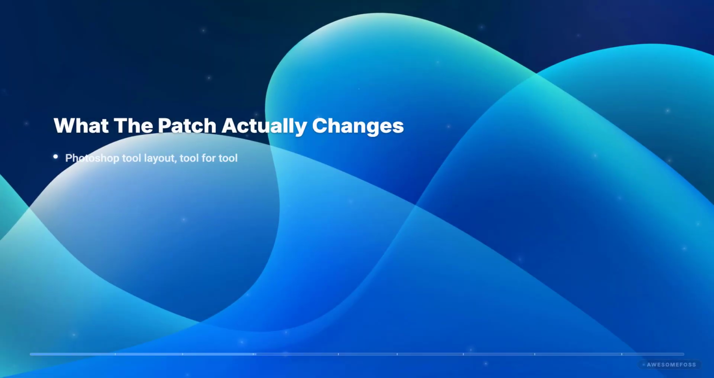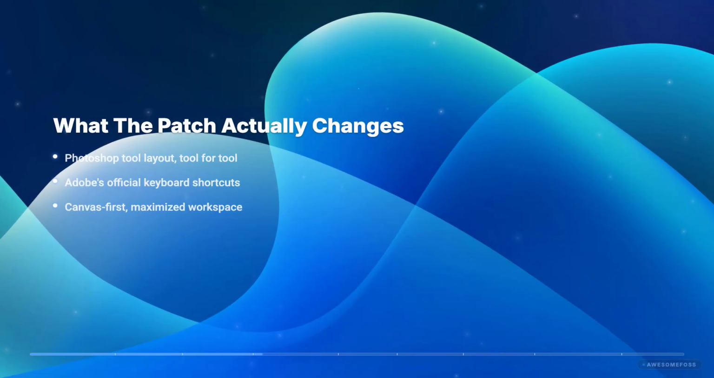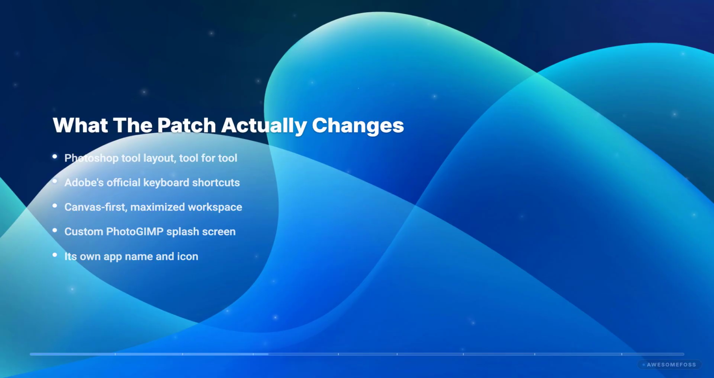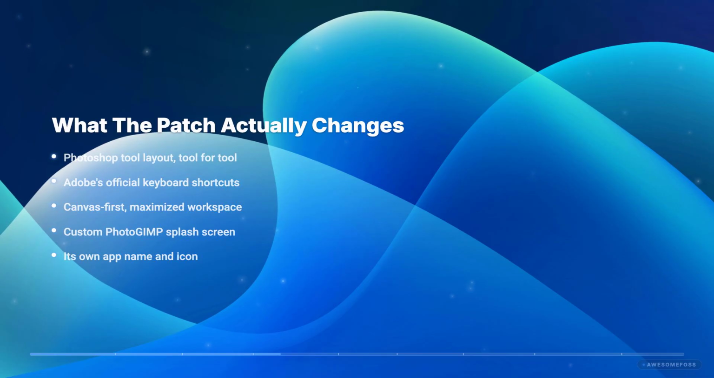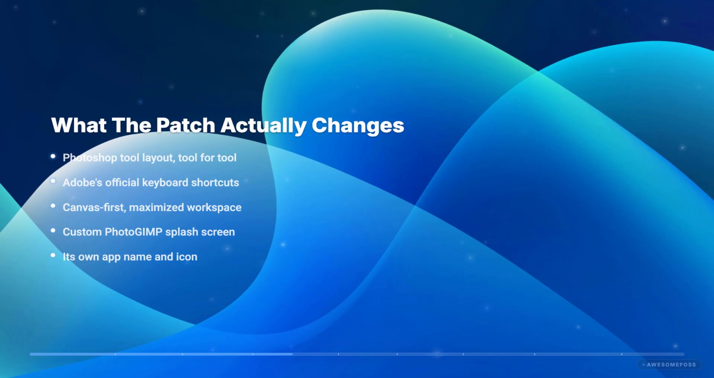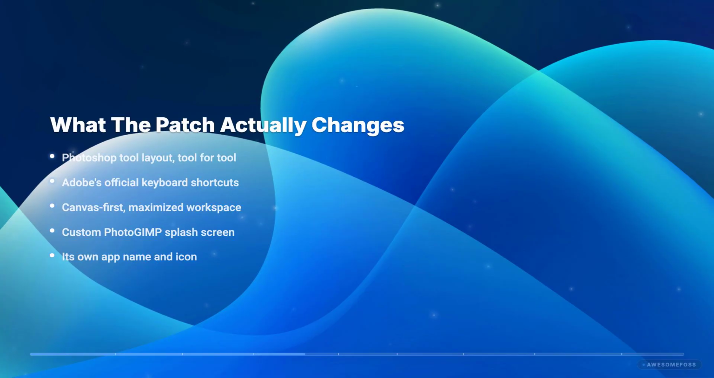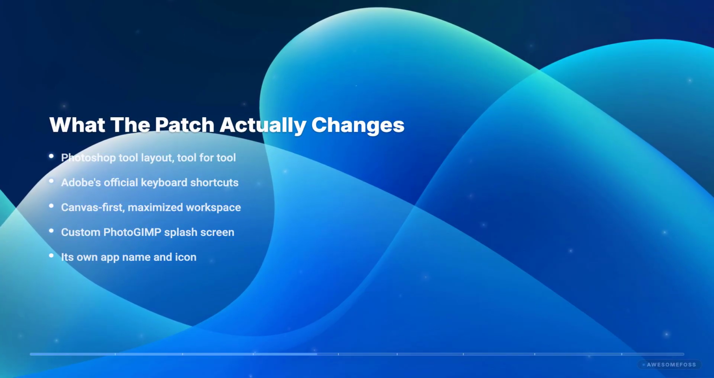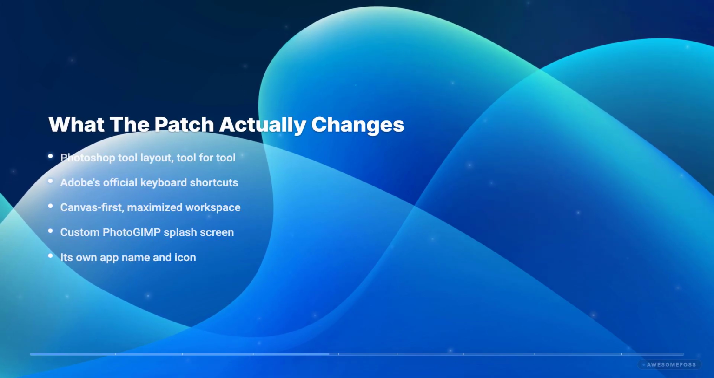So what are you actually installing? 5 things. It reorganizes the toolbox so every tool sits where Photoshop keeps it. It loads Adobe's official Windows keyboard shortcuts, so your reflexes carry straight over. It sets defaults that maximize your canvas space. It adds a custom PhotoGIMP splash screen on startup, and it gives the app its own name and icon in your system menu. Under the hood, it's still 100% GIMP, so every plugin and script you already use keeps working.